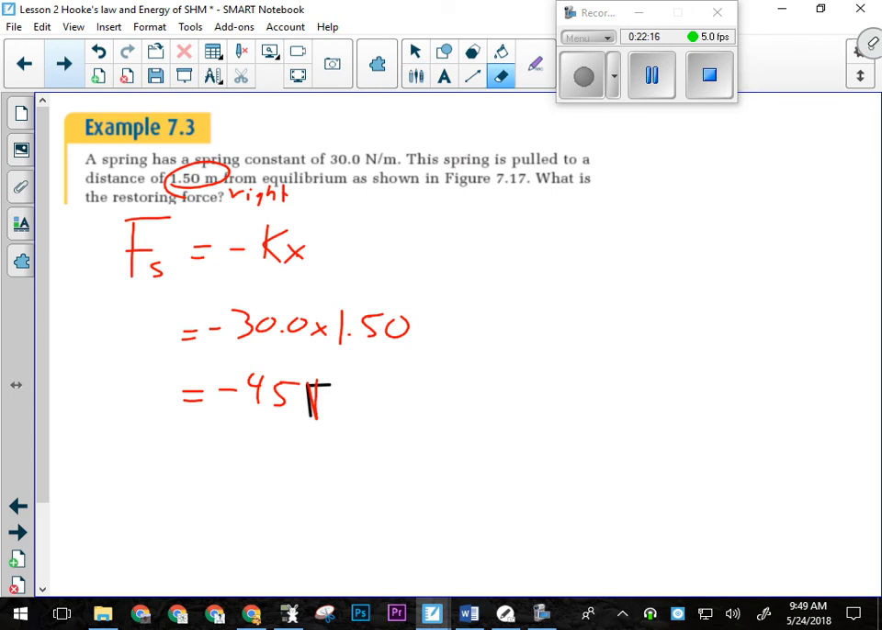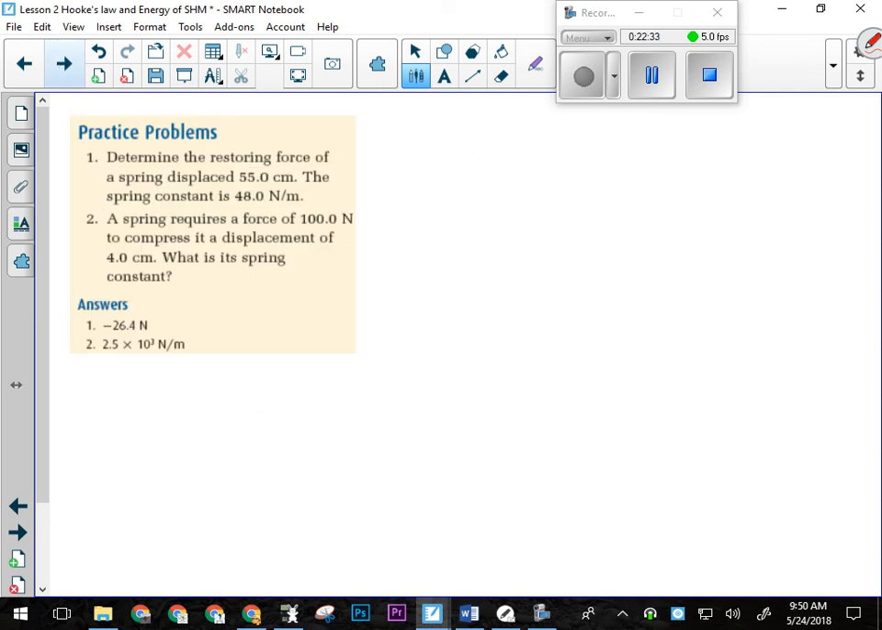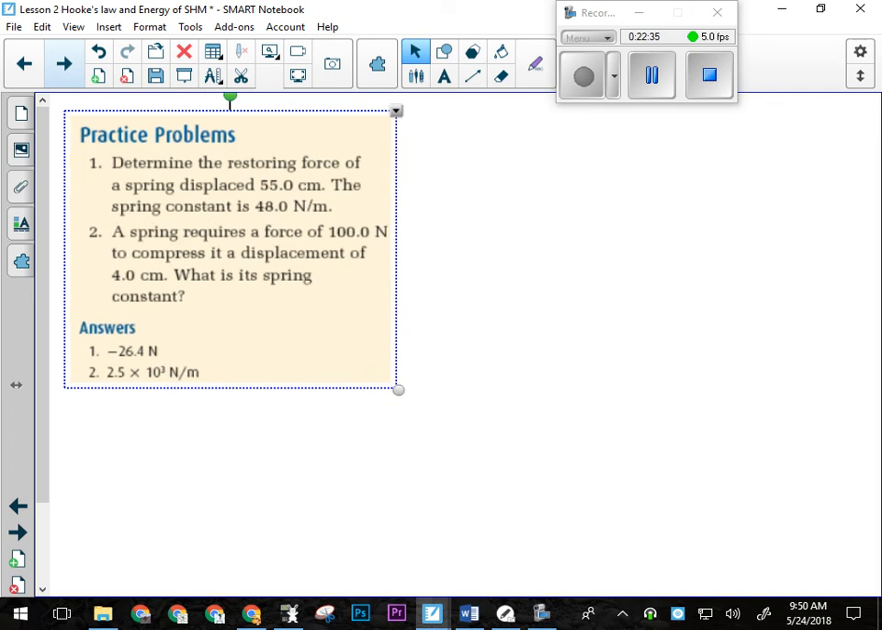Okay, that's better. And what happens here? Newtons. The negative represents, in this case, I displaced it to the right, so this is left. All right, try those two. They're Hooke's law questions. Probably leave it at that for today.